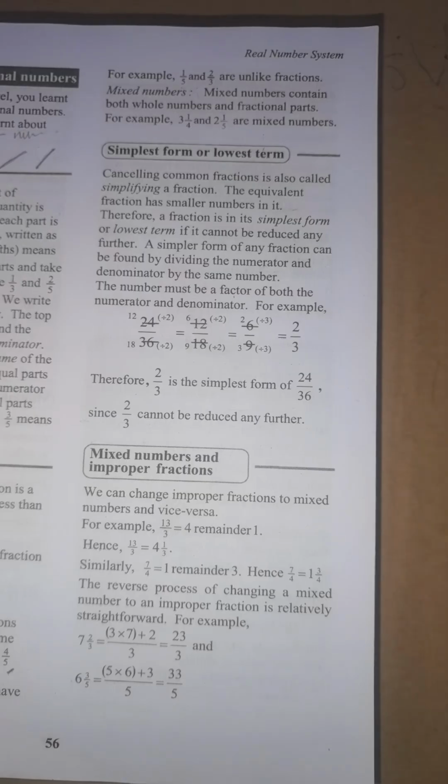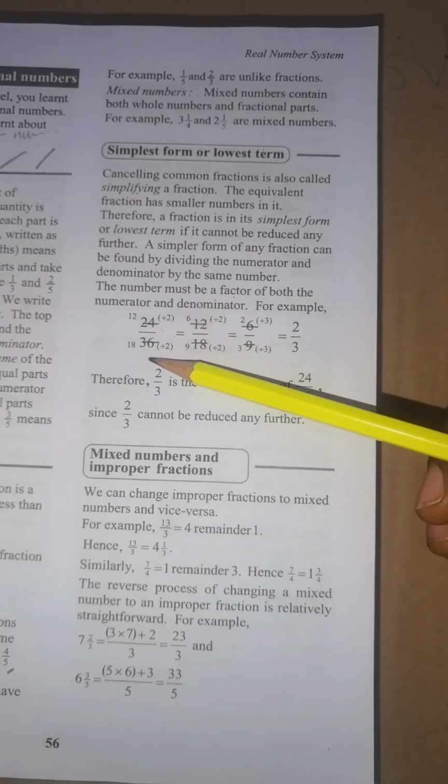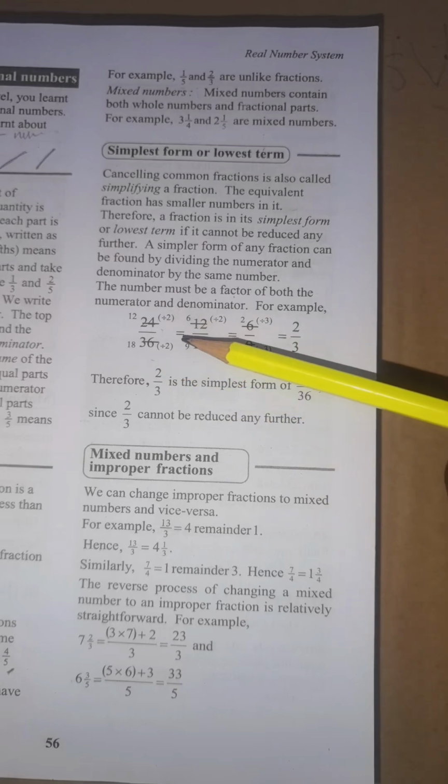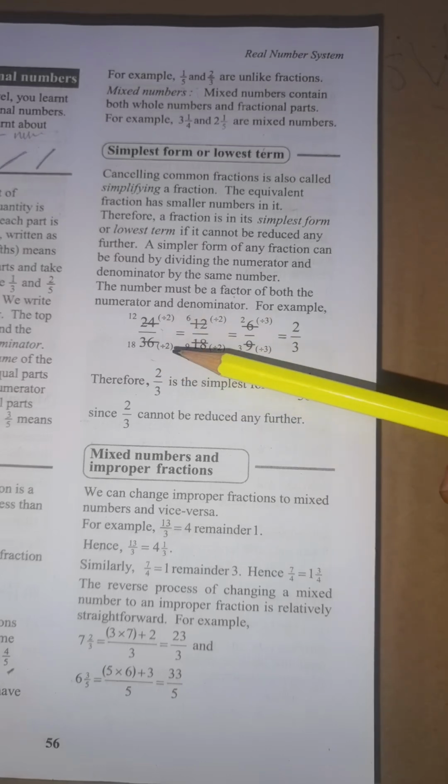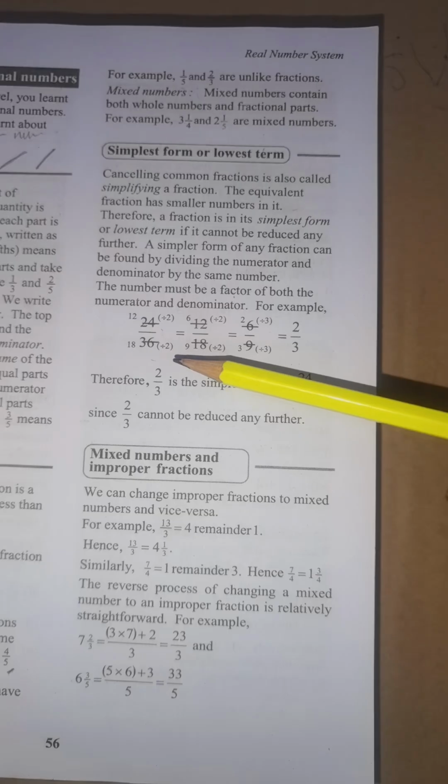So now the lowest term, we are talking about a factor, right? The numerator and denominator must have a common factor in order to reduce or simplify them. So that's what we're talking about. Now for instance, we have 24 over 36. We are simplifying, meaning that we are reducing this fraction to the point that we can't reduce it again.